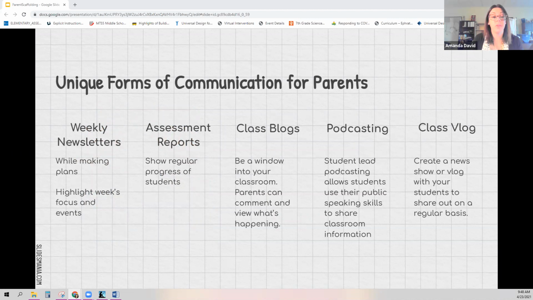Here are some unique forms of parent communication. So phone calls and emails aren't the only way to go. One being weekly newsletters or monthly newsletters. This could be done while you're making lesson plans.